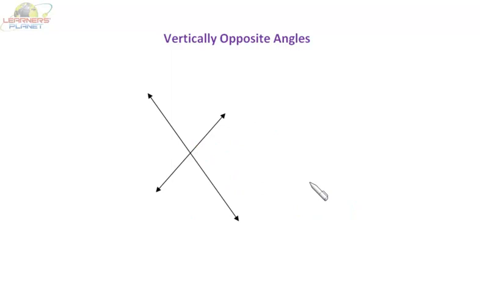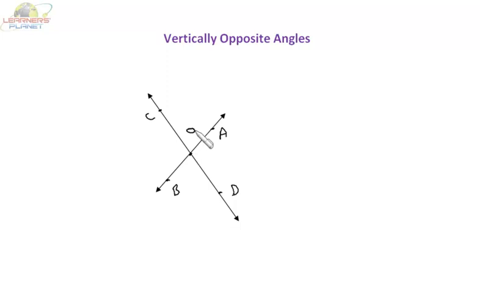Now let's discuss vertically opposite angles. Two opposite angles having no common arm, formed by two intersecting lines, are called vertically opposite angles. Here we see this line. Suppose it is A, it is C, it is D and it is B. That means we have two lines AB and CD and they are intersecting at the point O.